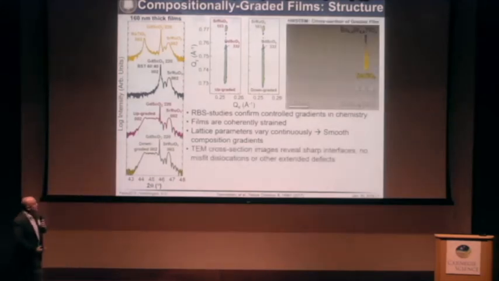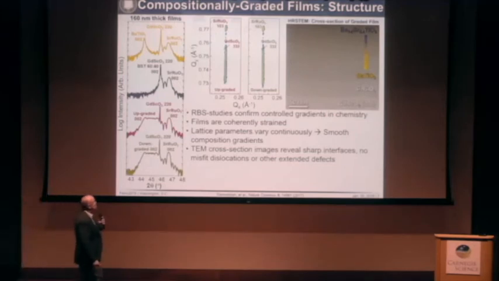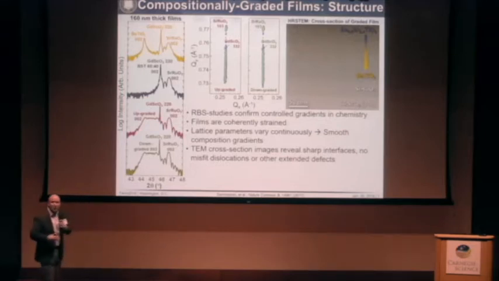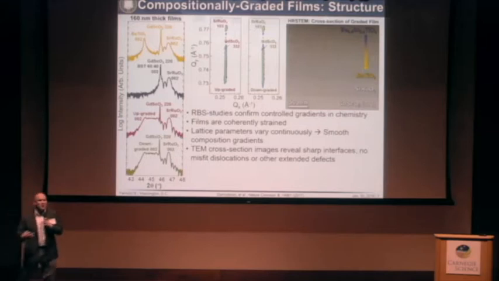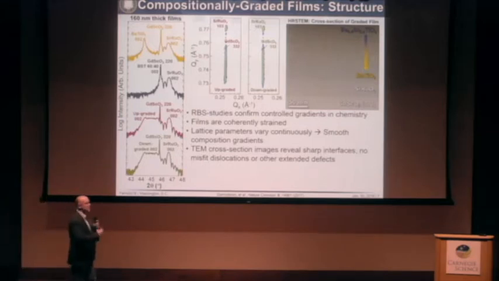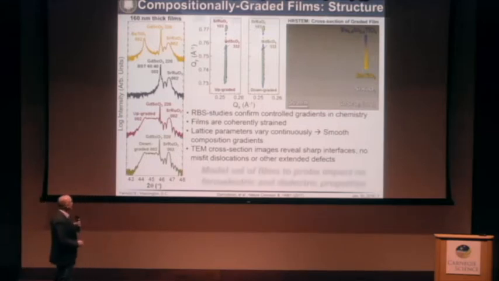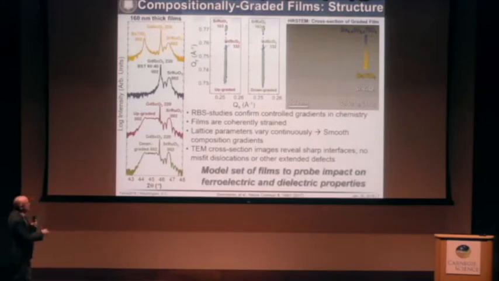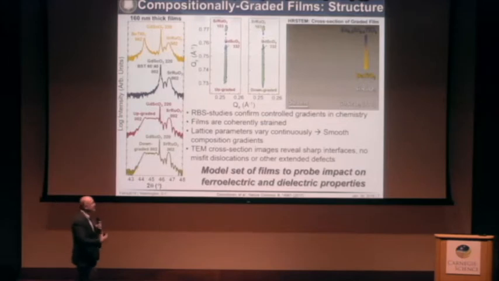You can also take a look at this. This is a Z-contrast image from STEM, and what you can see is as we go from the barium-rich to the strontium-rich version of the material, we can see the slight change in the contrast, but overall we have a nice uniform film. We don't see multiple layers of things. We don't see a lot of defects, and it acts as a pretty model set of materials and films to probe how these compositional gradients impact the evolution of properties.